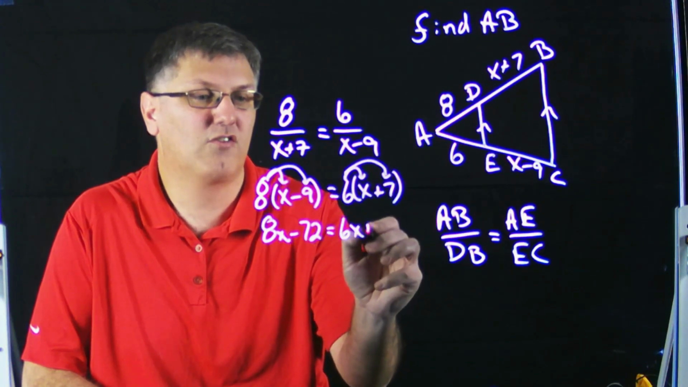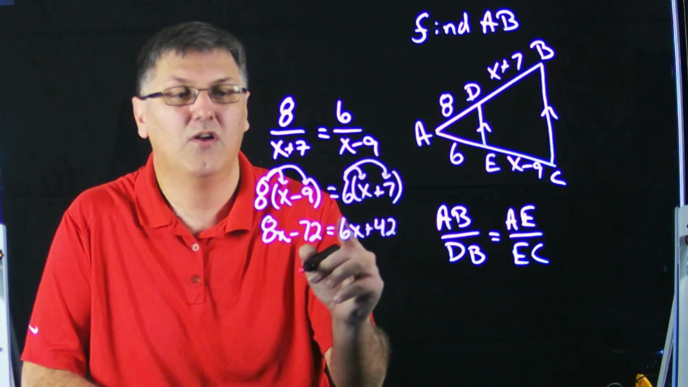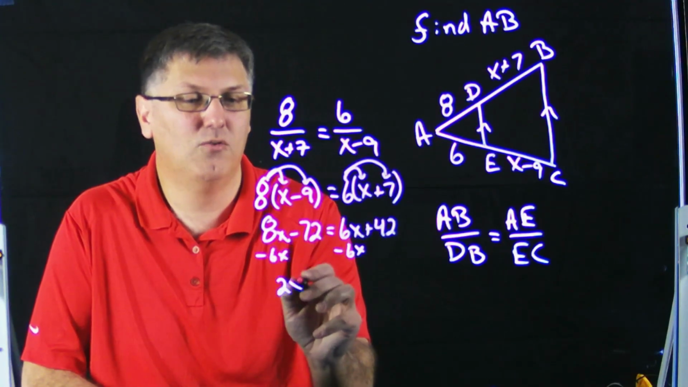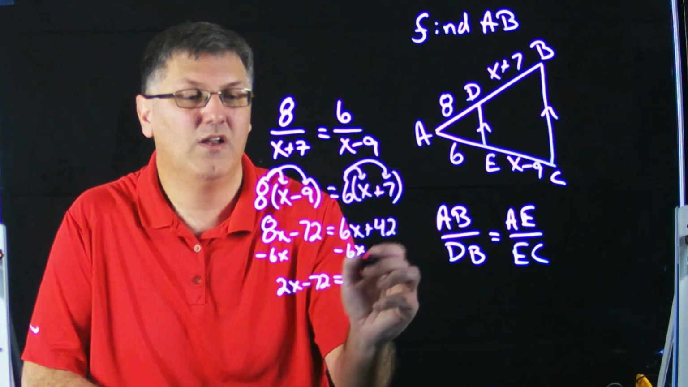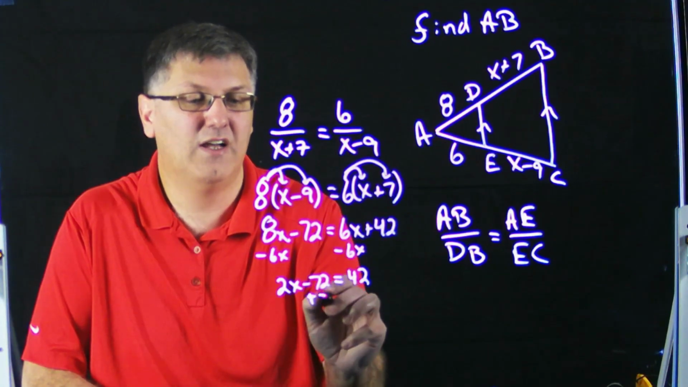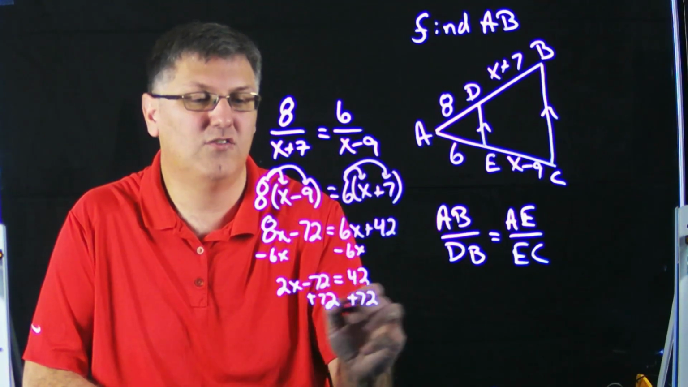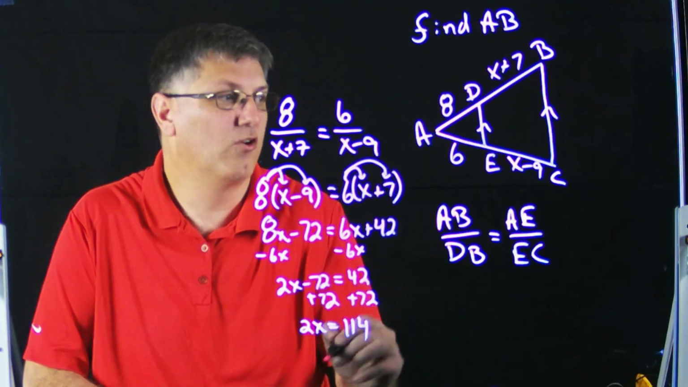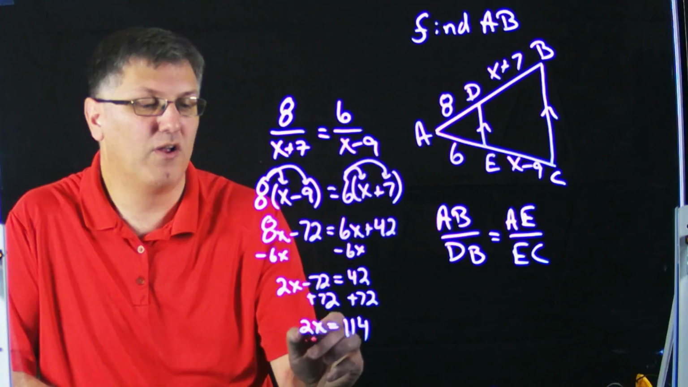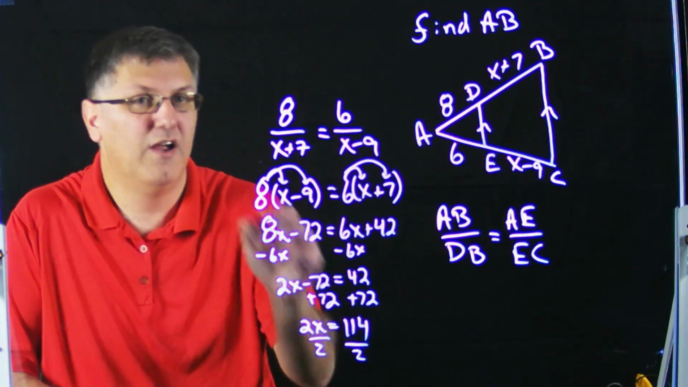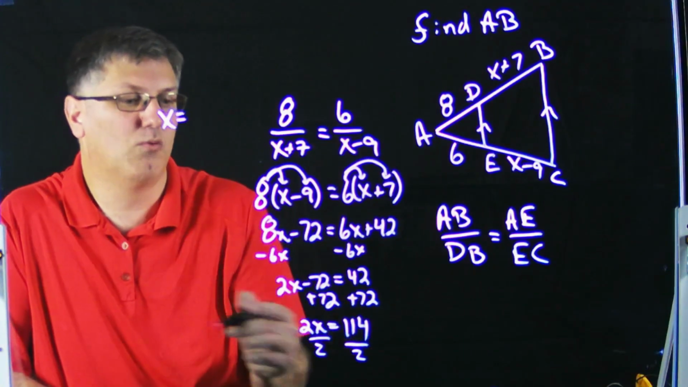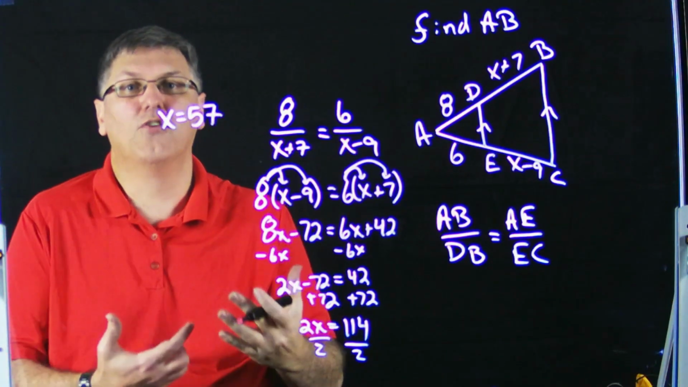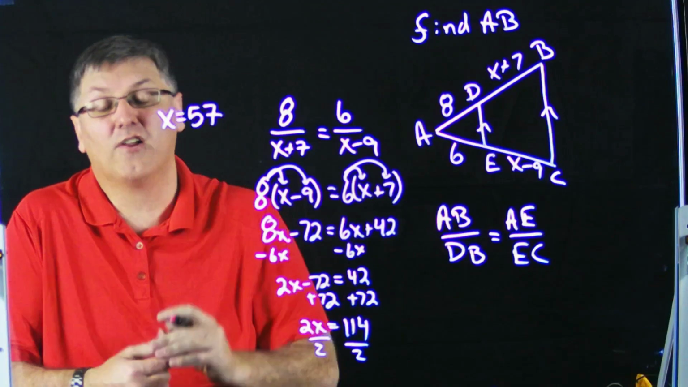It's 6x plus 42. We're going to subtract 6x from both sides. I have 2x minus 72 equals 42. Add 72 to both sides. I have 2x equals 114. And then from there, all I have to do is divide by 2, and it tells me that my x equals 57. Now, you guys know, you've been in my class long enough, this is not your final answer.